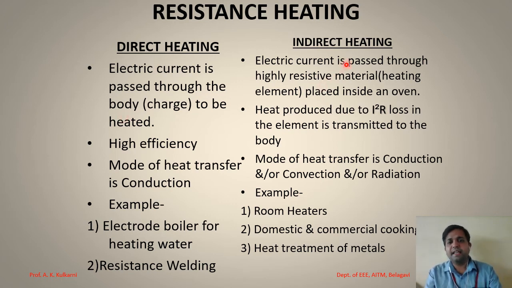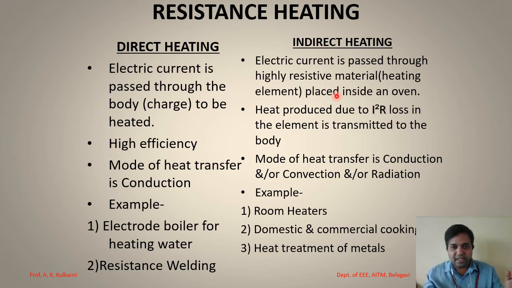In case of indirect heating, an electric current is passed through some material placed inside the oven. If you consider a microwave oven, how do you heat the food inside it? You put the food inside some vessel and place it inside the oven. How do you heat that food? Here we utilize all three modes of heat transfer in indirect heating. We place the food inside some vessel inside the oven.